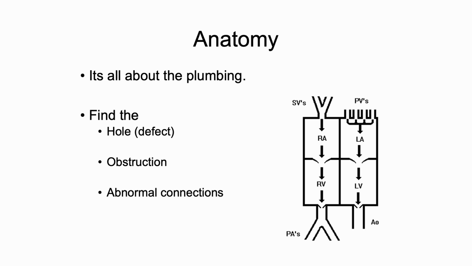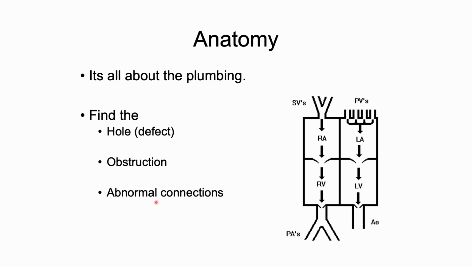So a defect can sometimes be useful. Sometimes it is the main lesion, but sometimes a defect is useful. Things like an ASD, which is useful for blood to get across from right to left or left to right, depending on what's going on distally.